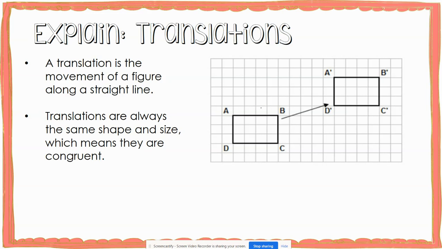Now, you can see the rule for this translation because if I look at A right here, I can see that I moved up 1, 2, 3, 4 units, and then I moved right 1, 2, 3, 4, 5, 6, 7, 8, 9 units. So this figure was translated 4 units up and 9 units right.